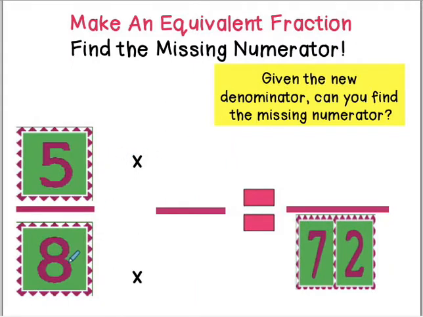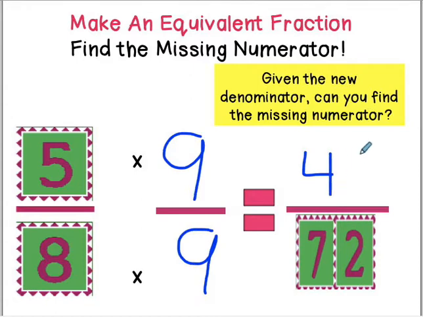Here we have 5/8, and we want it to have a new denominator of 72. Now 8 fits into 72 9 times, which means I'm going to multiply the bottom and the top by 9. And 5 times 9 is 45.